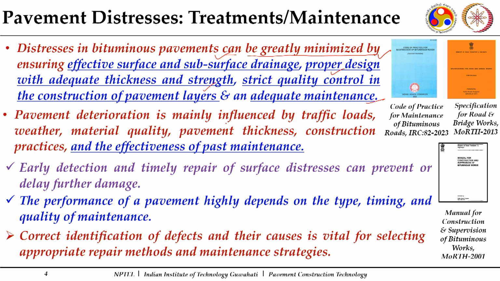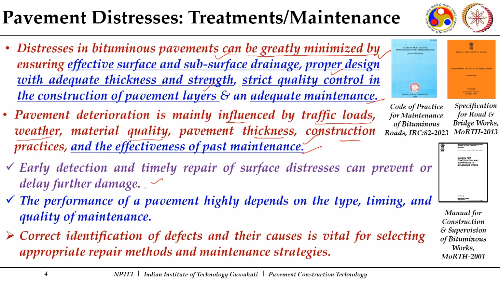So, pavement deterioration is mainly influenced by certain factors. What are the factors which play a role in it? The traffic loads, the weather and climatic conditions, the individual material qualities, what materials we have used, the pavement thickness, whether we have a strong, good pavement crust to support the traffic load, the construction practices which have been followed, and the effectiveness of past maintenance, which is why we will discuss more about the maintenance aspect. Early detection and timely repair of surface distresses can prevent or delay further damage.